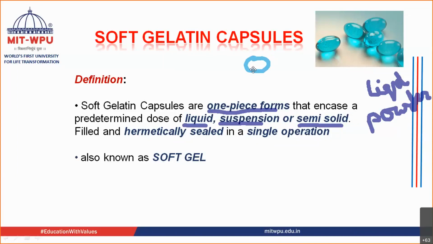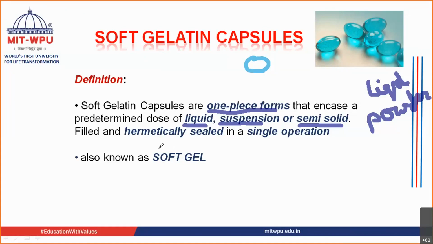The equipment that is used to fill powders into soft gelatin capsule is known as aquagel, which we are going to see further. But usually in hard gelatin capsules, what you fill is powders, granules, granules plus tablet, pellet. And in soft gelatin capsule, what you usually fill is liquids, suspension, and semi-solid. And it is one piece. In a hard gelatin capsule, it was two piece. It was cap and body. Here it is just one piece. It is just a single piece unit.